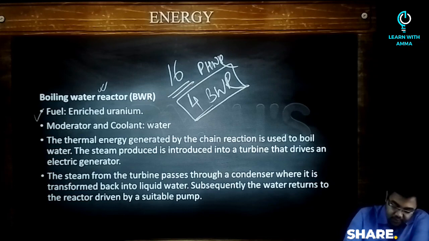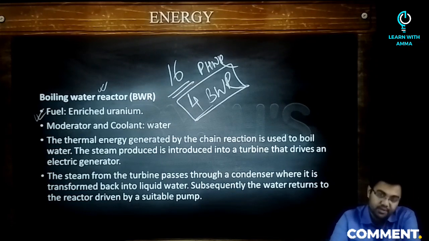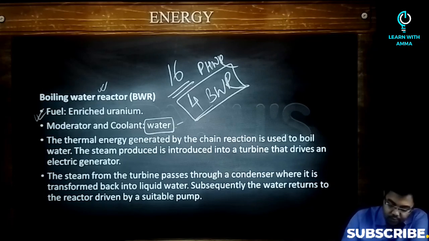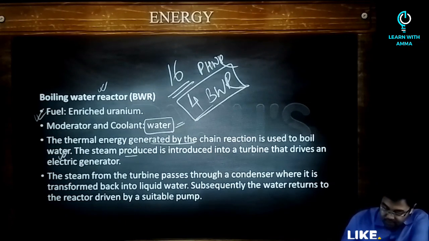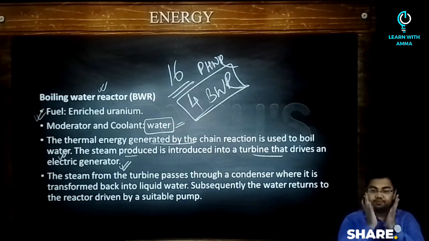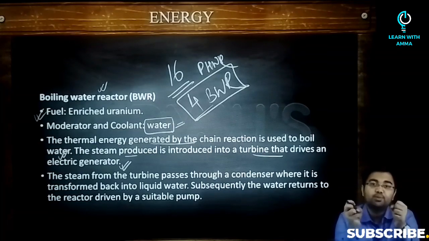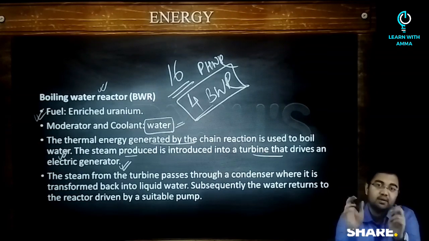Again, the fuel is the same as in the pressurized heavy water reactor. Moderator and coolant are both water in this case. So the thermal energy that is generated by the chain reaction is used to boil the water. The steam produced is introduced into a turbine that drives the electric generation. So the process here is more or less the same. The only difference is that now you are using boiling water, you are not using heavy water anymore.